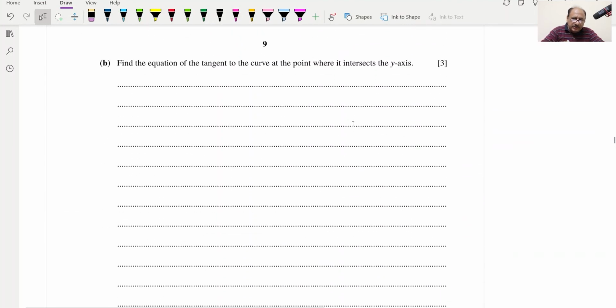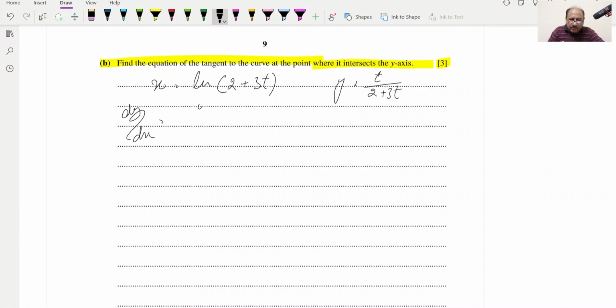B part says: find the equation of the tangent to the curve at the point where it intersects the y-axis. So it is a 3 marks question. x we know is equal to, it's given, log of 2 plus 3t, and y is also provided, t over 2 plus 3t. These are the two parametric equations, and we found dy by dx also, which is 2 over 2 plus 3t, and it is multiplied by 3 over here.